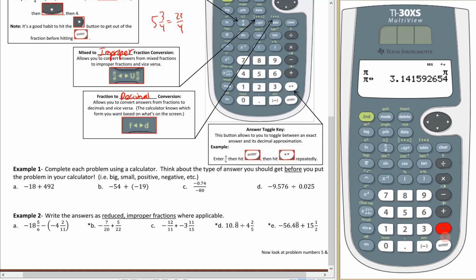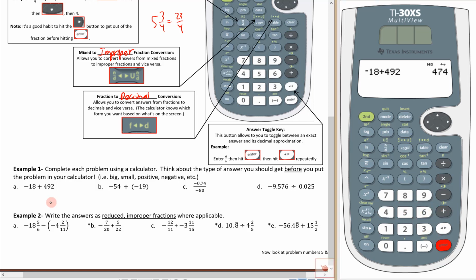So let's come down here, and we're actually going to take a look at a couple of these problems and just work through these. So I'm going to clear this off, and this is -18 plus 492. Now, here's what you've got to be careful with. The calculator understands there's a difference between a negative meaning the sign of a number, meaning it's the opposite of what the positive was, and the operation of subtracting. So if we put this in here, if we go negative 18 and then we add 492, hit enter, we get an answer. So we get 474. So 474 is the answer right there.